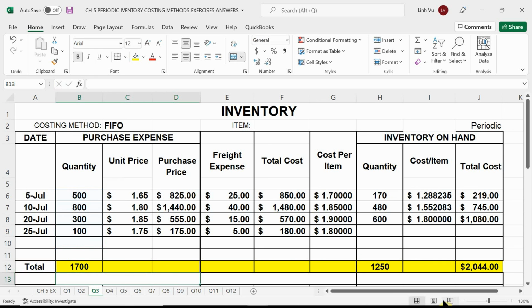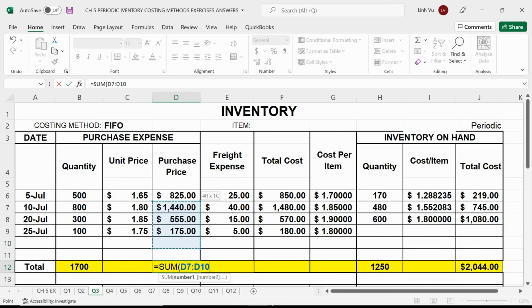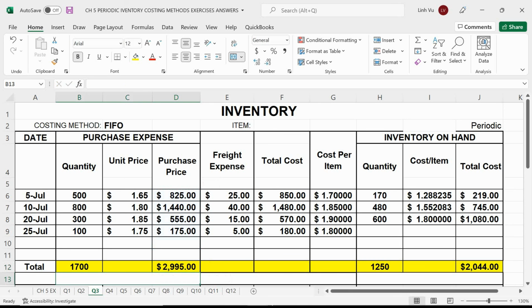1,700, right? So 500 plus 800, 13 plus 3 is 16 plus 1 is 17. Right? What was my total purchase price? 5, 10, 15. 2,995. What is my total freight going to be? 85, right? 25 plus 40 plus 15 plus 5 gives you 85.